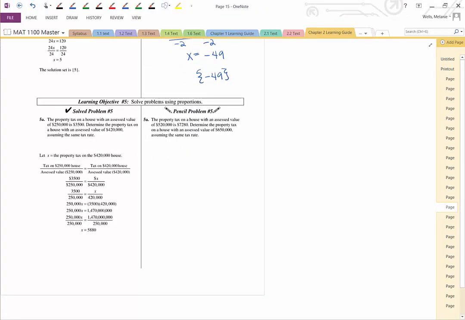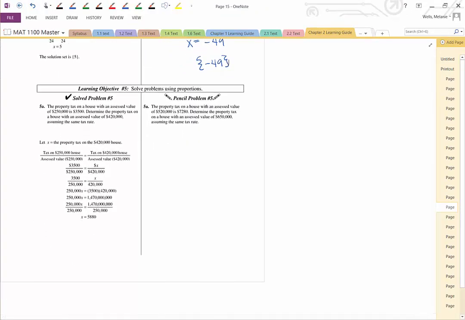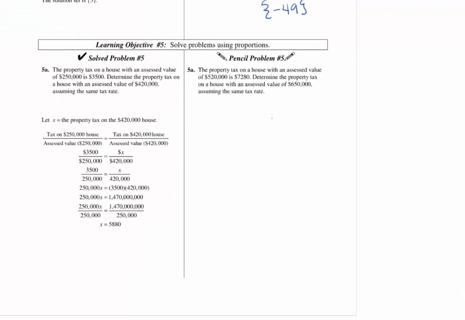On to 5a. We have now an application problem. It says the property tax on a house with an assessed value of $520,000 is $7,280. Determine the property tax on a house with the assessed value of $650,000, assuming the same tax rate. So they're saying that the rates are the same.